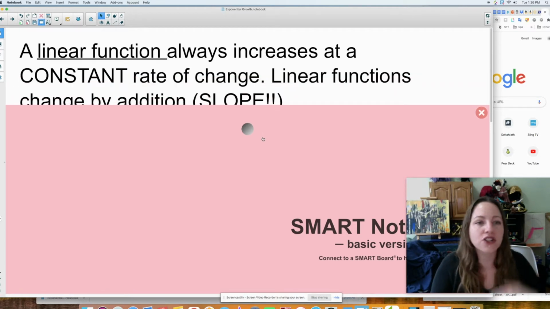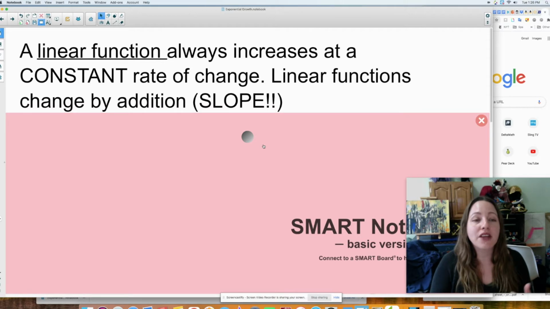We know that. Linear functions increase at a constant rate, and they change by addition, meaning that if you look at the table, it's adding every time. We did that at the beginning of the year, and that is called the slope.